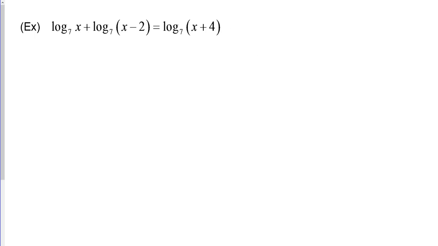Which means the best strategy is to combine all logarithms on each side. So on the left-hand side, I can combine these two logarithms. When you have two logarithms that are added, you combine them into one logarithm where the arguments are multiplied.